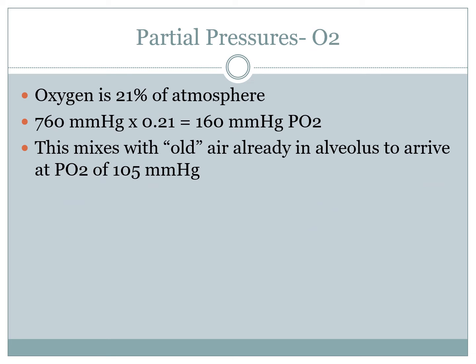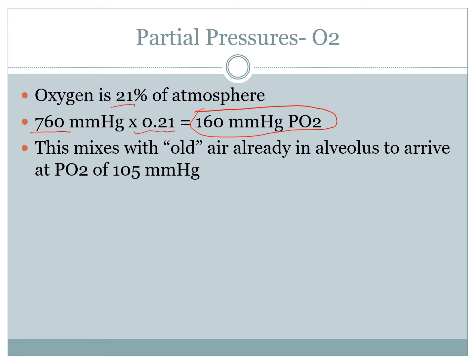Okay, so if we look at oxygen for starters, we all know that oxygen makes up about 21% of the atmosphere. If we say the atmosphere is 760 millimeters of mercury pressure, now obviously that changes, but just say it is, and then we figure out the 21%, it actually gives us 160 millimeters of mercury partial pressure O2 in the atmosphere itself.